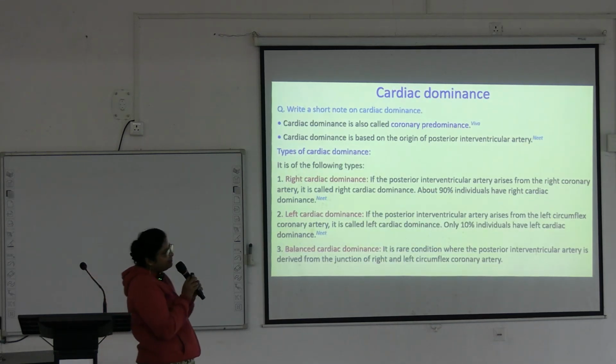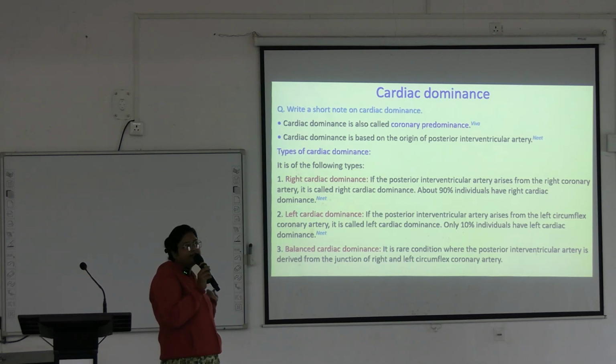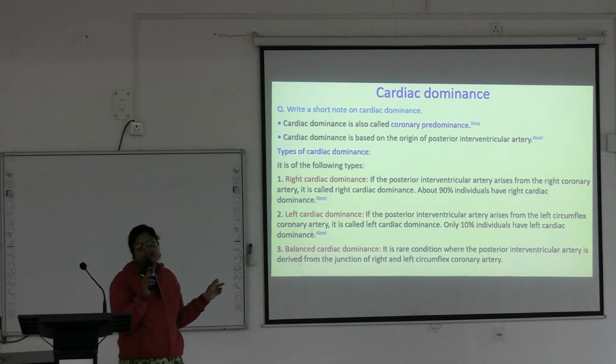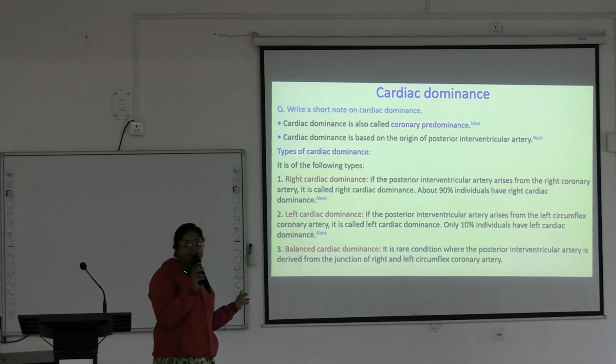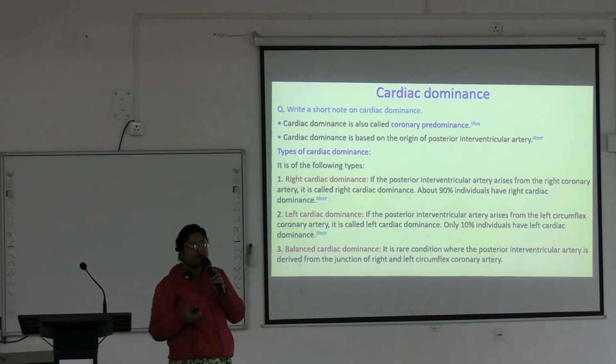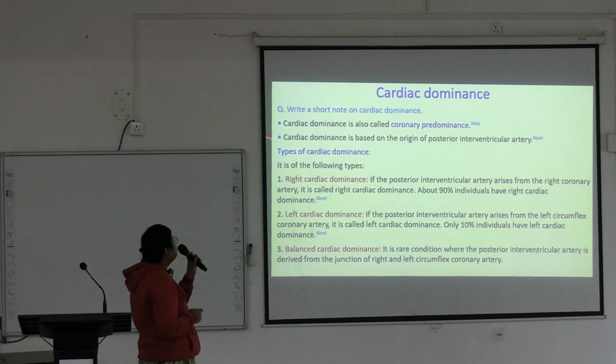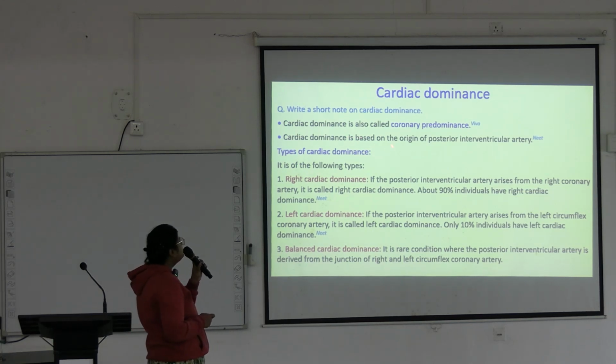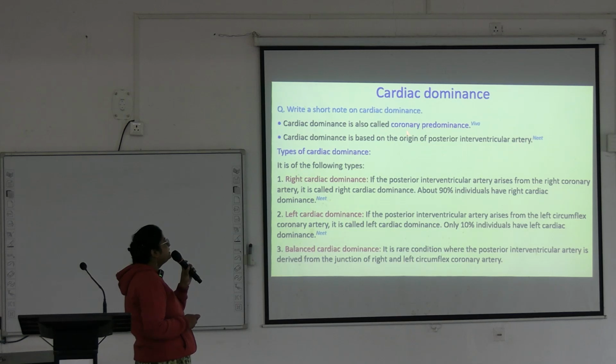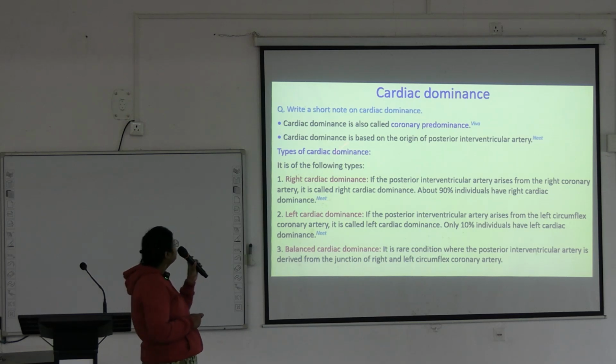Next we go to coronary dominance. This is a very frequently asked clinical aspect. It can come as a why question, or as part of a long question, or be asked in your viva during viscera. What is coronary dominance? Coronary dominance is also called coronary predominance. Coronary dominance is based on origin of posterior interventricular artery. This point is important. It is based on origin of posterior interventricular artery.